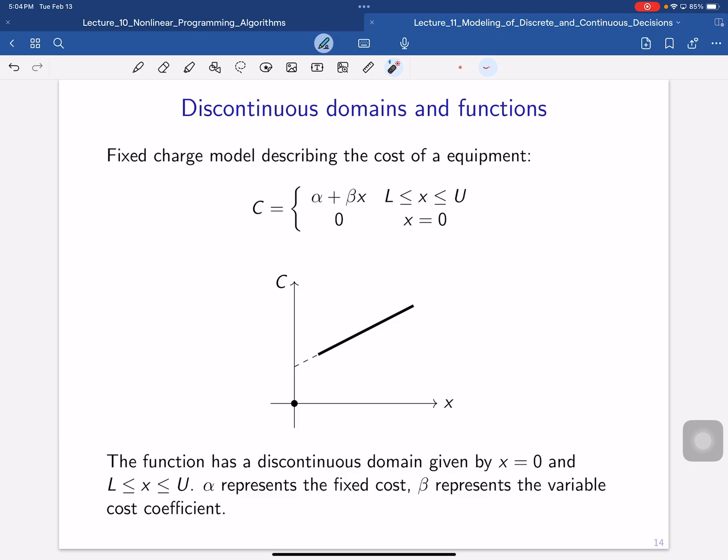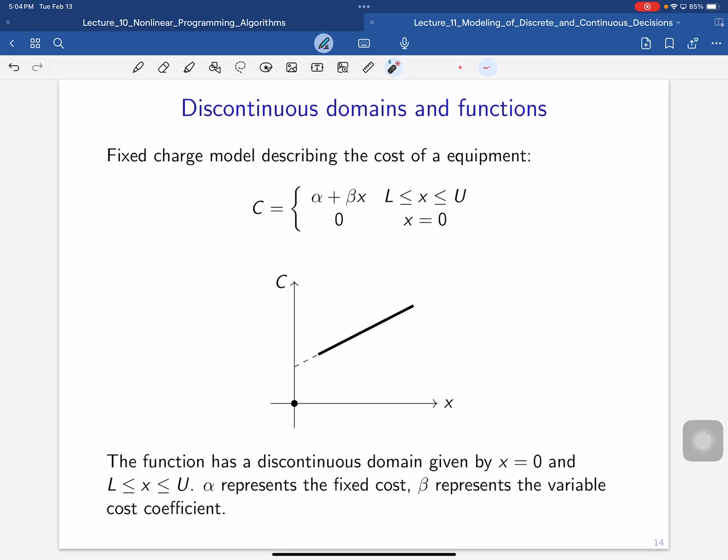Let's say you are buying equipment. I'm a chemical engineer, so I will use a heat exchanger. If you are buying a heat exchanger, there will be a fixed cost and a variable cost associated with it. The fixed cost means that as long as you are buying a heat exchanger, that's a cost you have to pay, no matter how large the heat exchanger is.